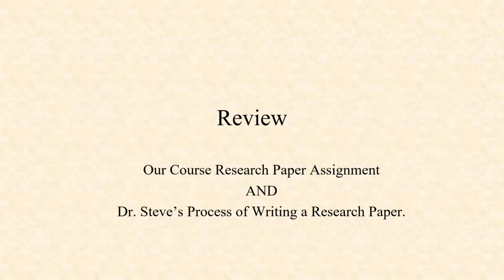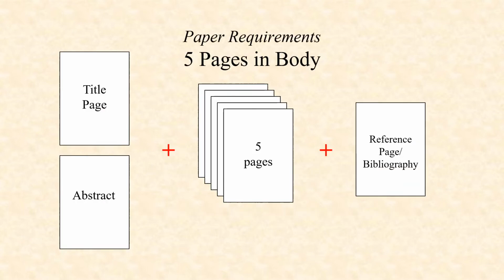Let's begin with a quick review of our course research paper assignment and also Dr. Steve's process of writing a research paper. Remember that our course paper will consist of at least 8 pages. There'll be 5 double-spaced pages in the body, and then we'll have a title page, an abstract page, and finally a reference or a bibliography page.